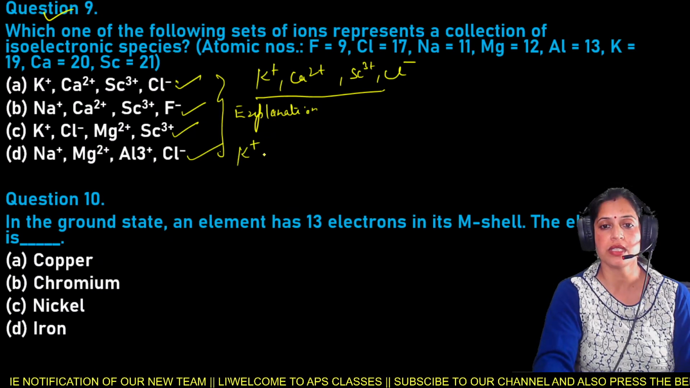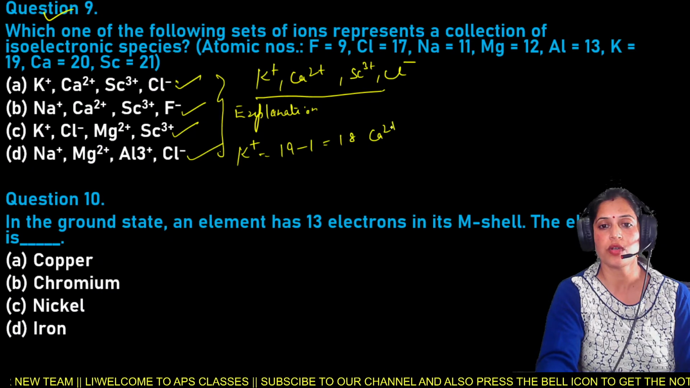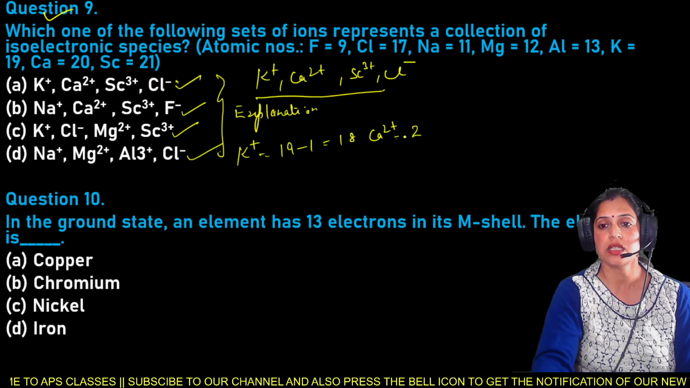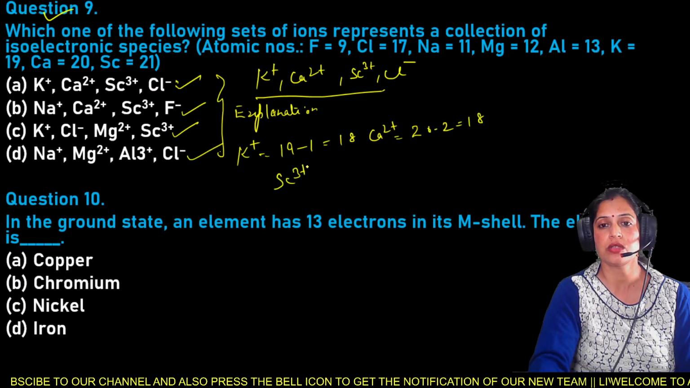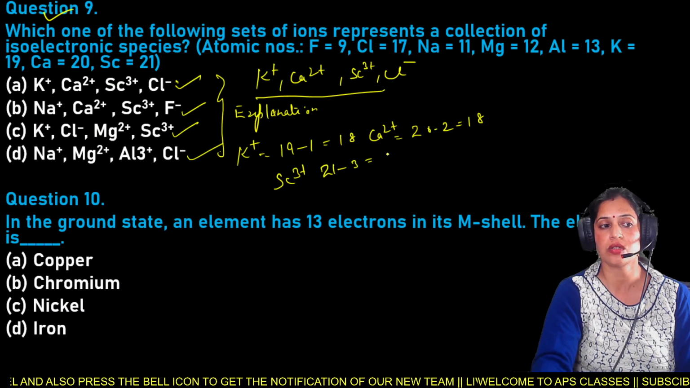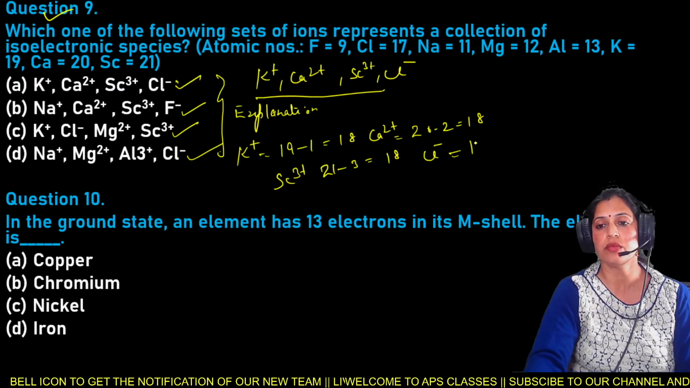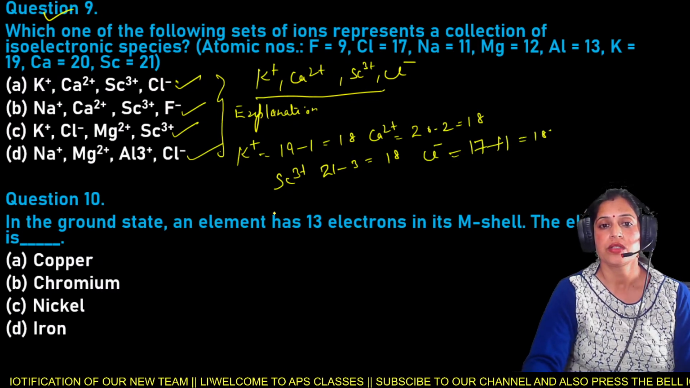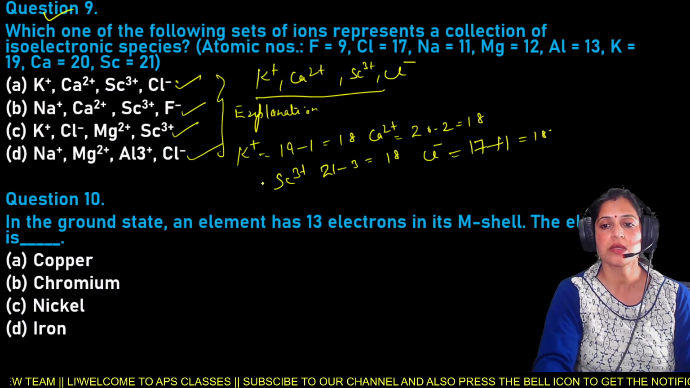K positive means it loses an electron, so 19 minus 1 is equal to 18. Ca2 positive means it loses 2 electrons, and the atomic number of calcium is 20, so 20 minus 2 is 18. Sc3 positive means it loses 3 electrons, and the atomic number of scandium is 21, so 21 minus 3 is equal to 18. Chlorine negative means it gains an electron, and the atomic number of chlorine is 17, plus 1 gives 18. So this is the right set of ions in the collection of isoelectronic species.